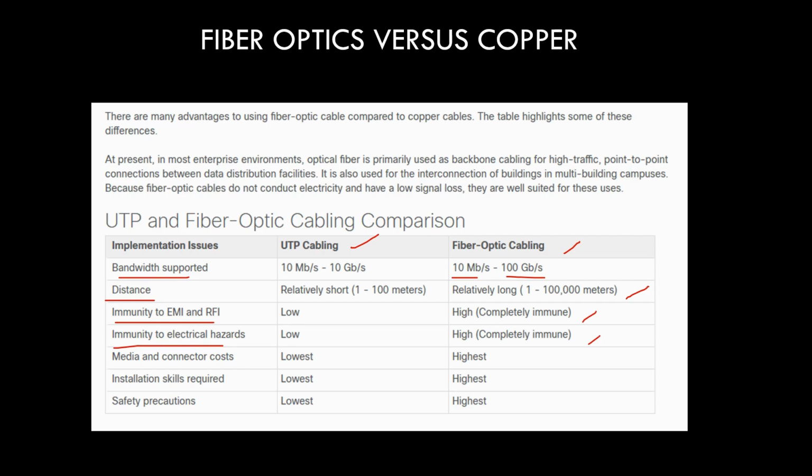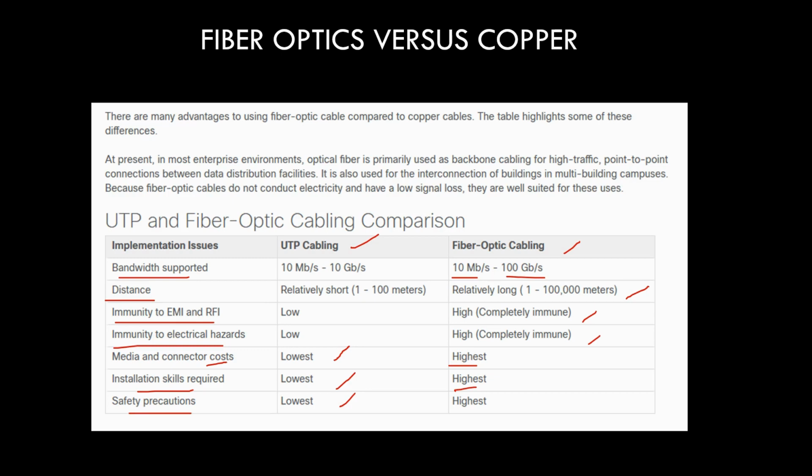However, with regards to cost and installation skills, the copper cable is the cheapest, and the fiber optics is the most expensive and somehow challenging to install. And at the same time, when it comes to safety precautions, it is the copper cable that is the lowest, and therefore we can say it is somehow safe.